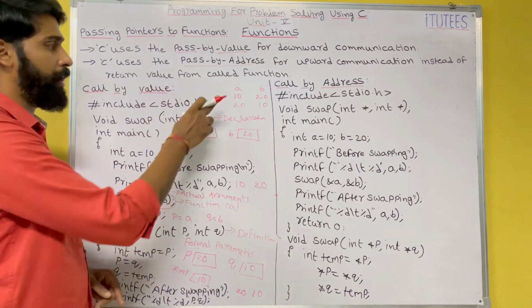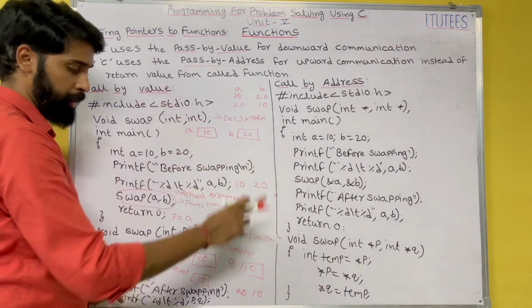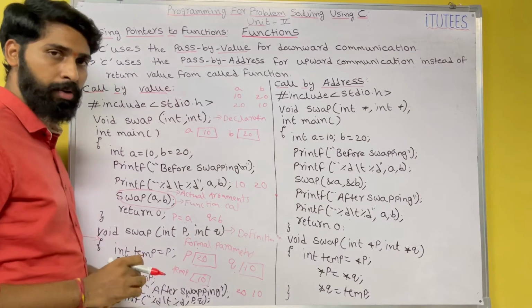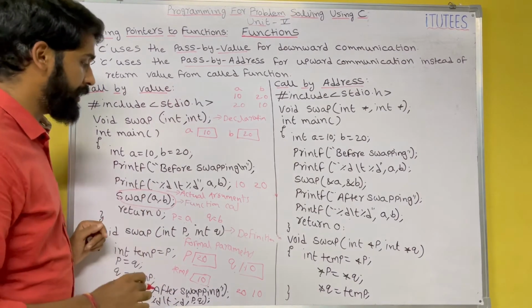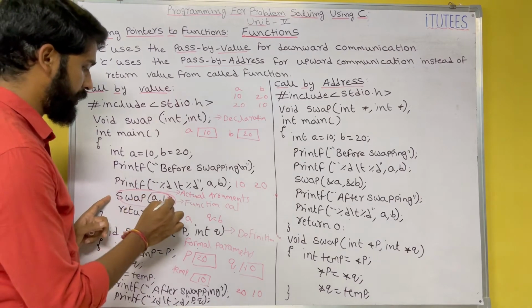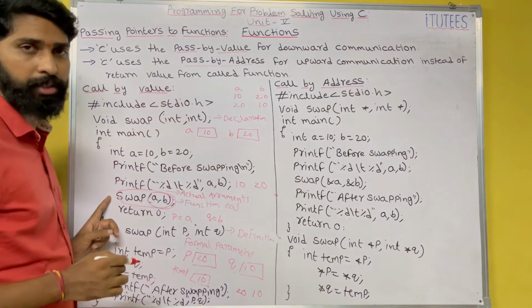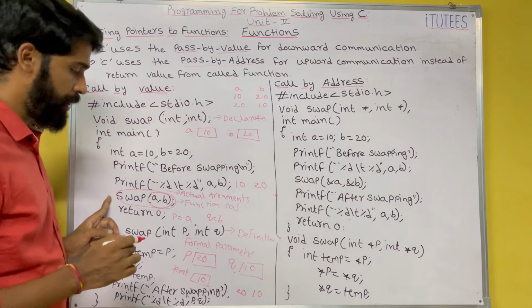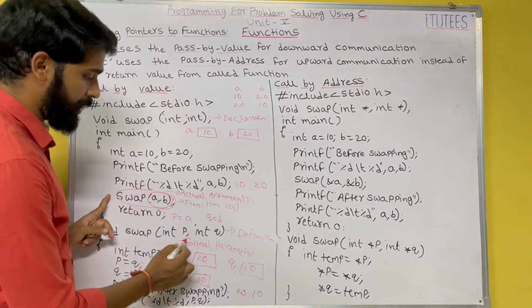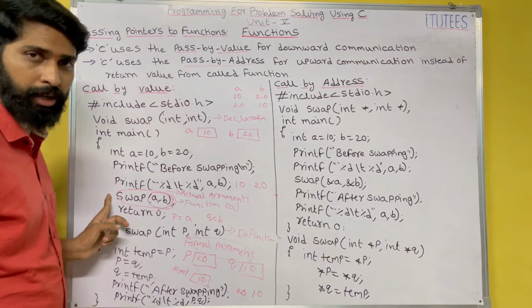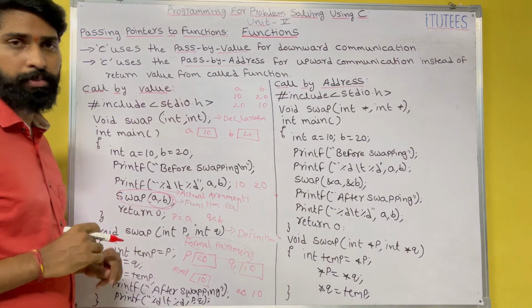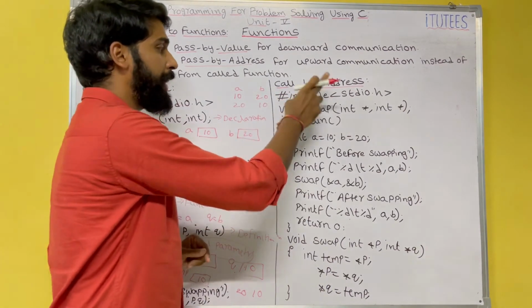Now, what are the initial values? 10, 20. The output is 20, 10. Okay, everything is fine. But here, our intention is that I want to change the values of actual arguments, actual parameters. But here I changed the values of formal parameters. So how can we overcome this? With the help of call by address.